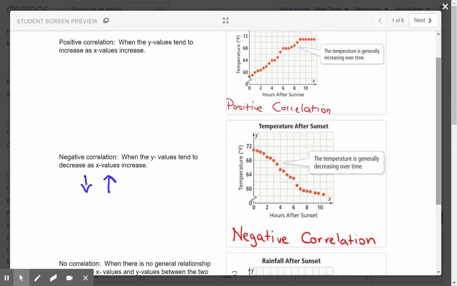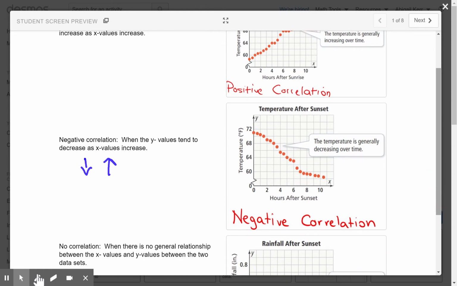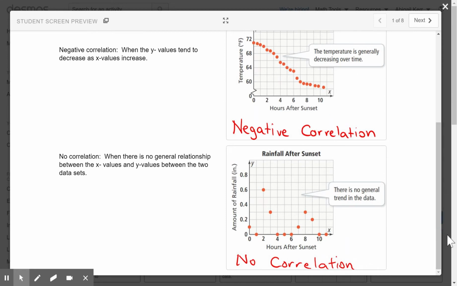The temperature is decreasing. So one of the data sets has to increase, the other one has to decrease for it to have a negative correlation. And think of it, if you drew a line through this, it would be a negative slope. Now, no correlation is when really the x and y data sets don't have anything to do with each other. There is no relationship between the two.